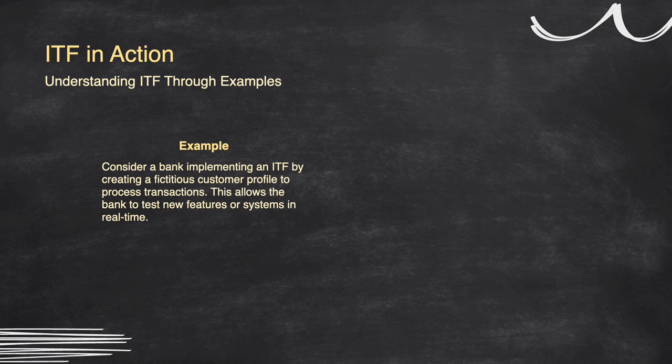Friends, in this example, let us say a bank wants to test a new system or feature without risking any real customer data. So friends, they could set up an integrated test facility by creating a pretend customer profile within their existing banking system. This fake customer profile would have information like name, account details, and transaction histories, but it would not be linked to any real person. Then they can use this fake profile to run transactions and see how the new system or feature performs in a real-world scenario. So friends, this way the bank can thoroughly test the system without putting any real customer information at risk. And friends, if everything works smoothly with the fake profile, they can be confident in implementing the changes for real customers.